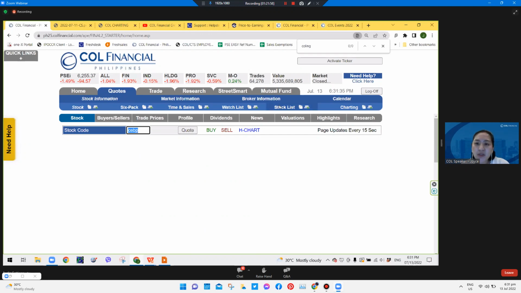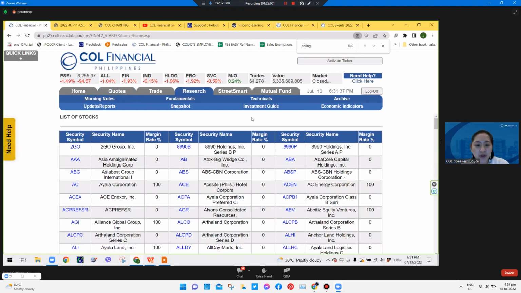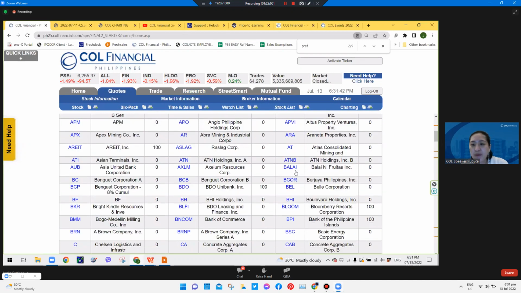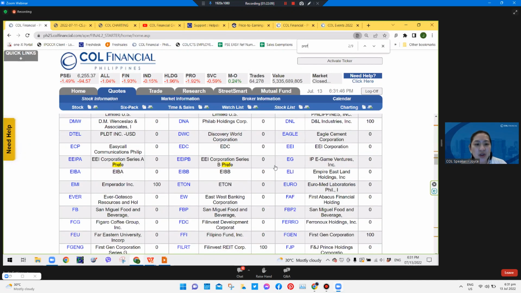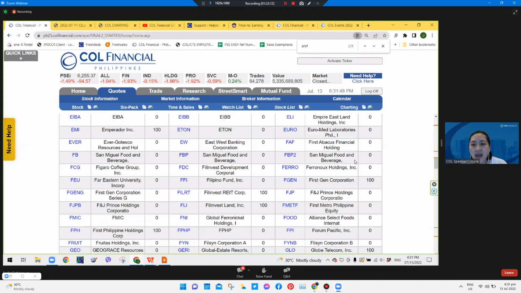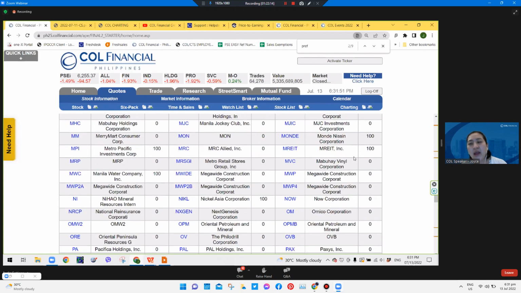let me see. Cebu Pacific also has a preferred. Some Ayala also have preferred. Konti lang sila actually. Double Dragon, EEI. So there is a couple and you earn dividends from them, but the price don't really change a lot. It's because the company will buy it back at the price of when they issued it. So it's not really for price appreciation. It's really for the dividends that you'll get every year.